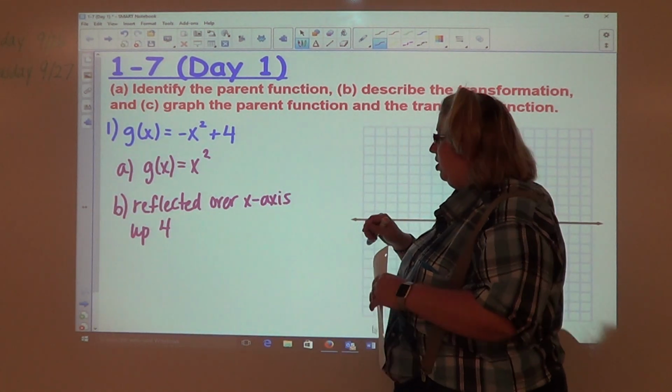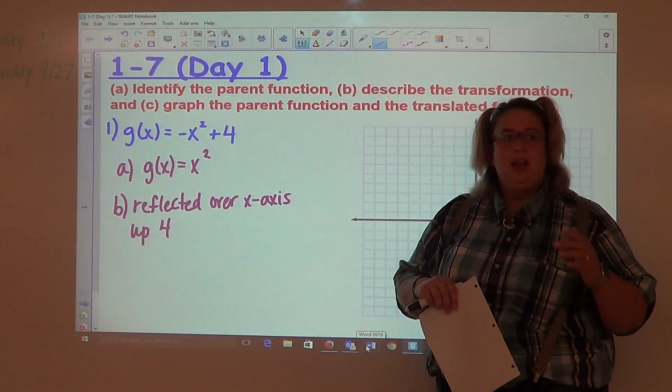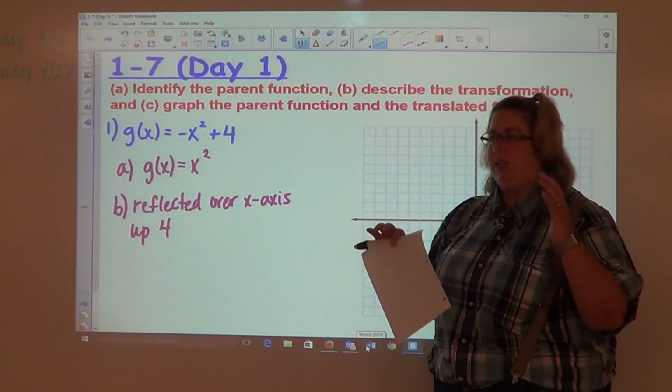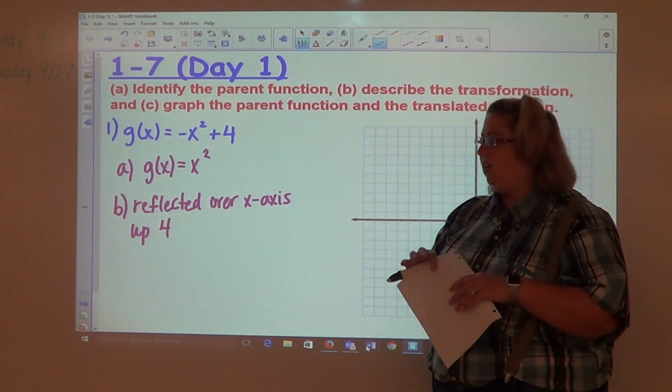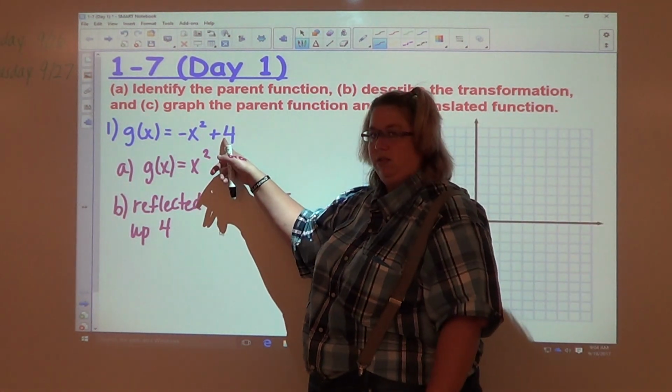Somebody was asking me the other day, what does inside and outside mean? Inside would be like inside parentheses or inside the absolute value or inside the square root. If you don't see anything like that, this would be on the outside.